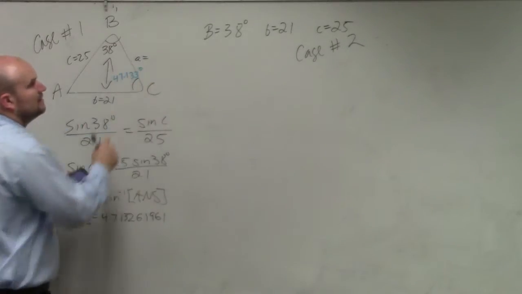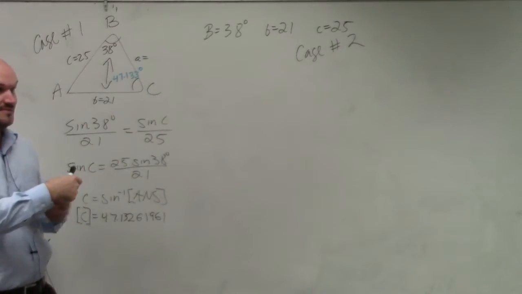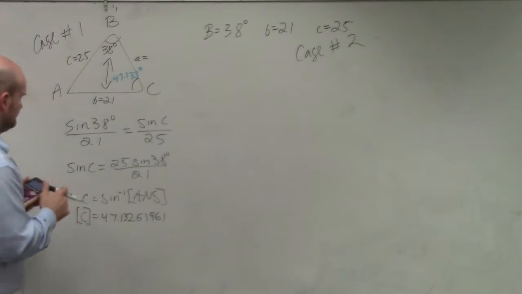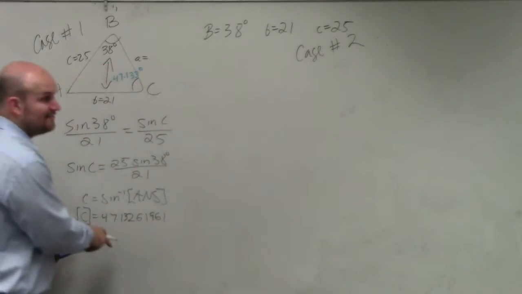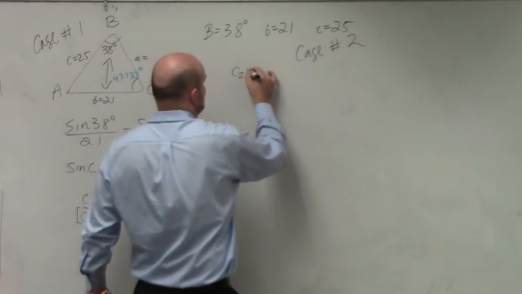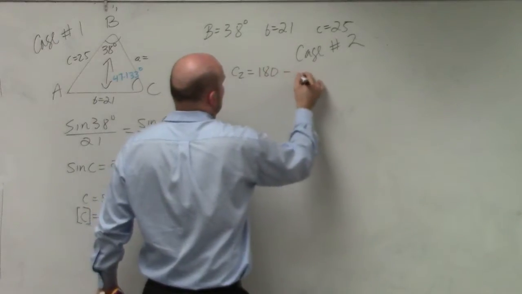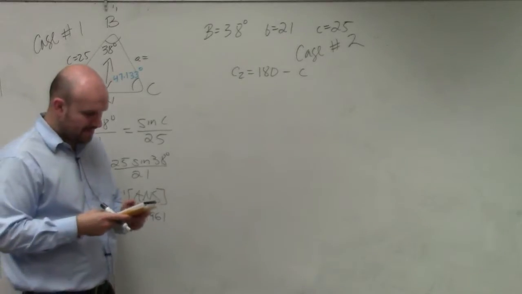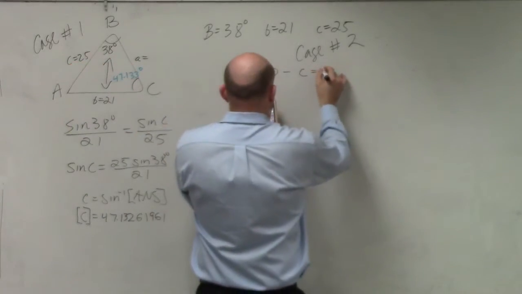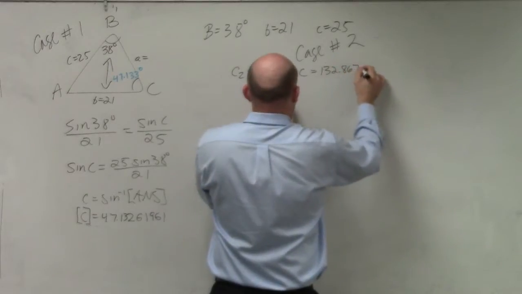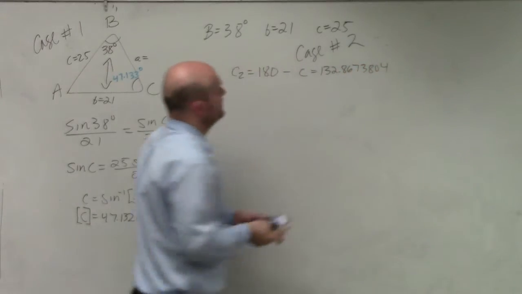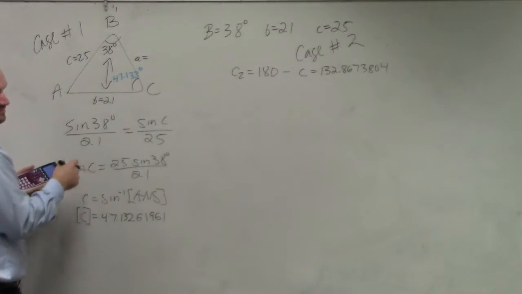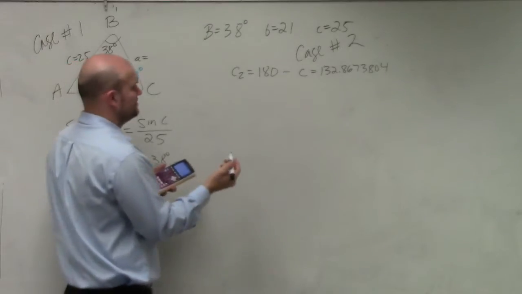Now, let's see if there's a second case. Okay? Actually, you know what? Yeah, let's go and check to see if there's another case. Let's see if we could have another angle. So I'm going to do C2 equals 180 minus C. So I'll just do 180 minus alpha C. And I get 132.8673804. Guys, is it possible for C to be 132.86? Actually, why didn't I draw my triangle? I'm sorry about that.